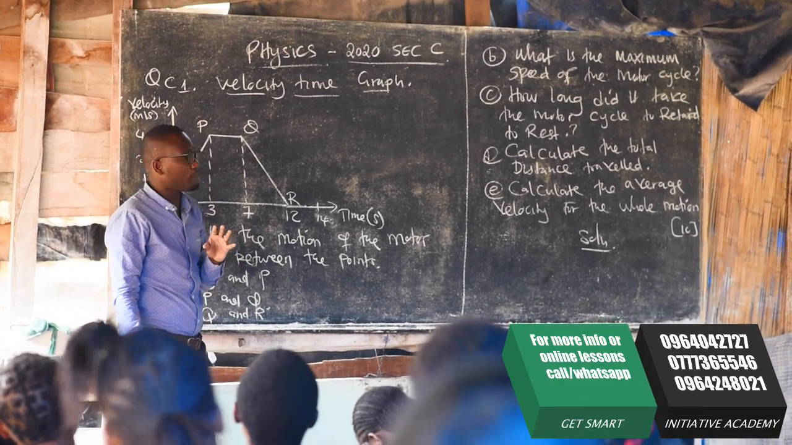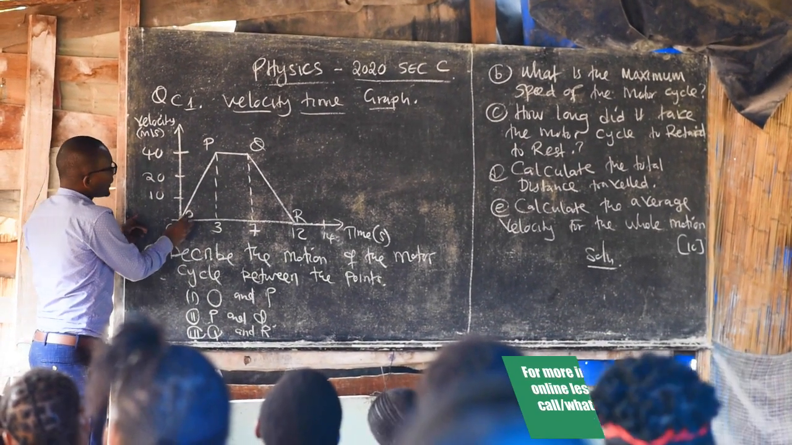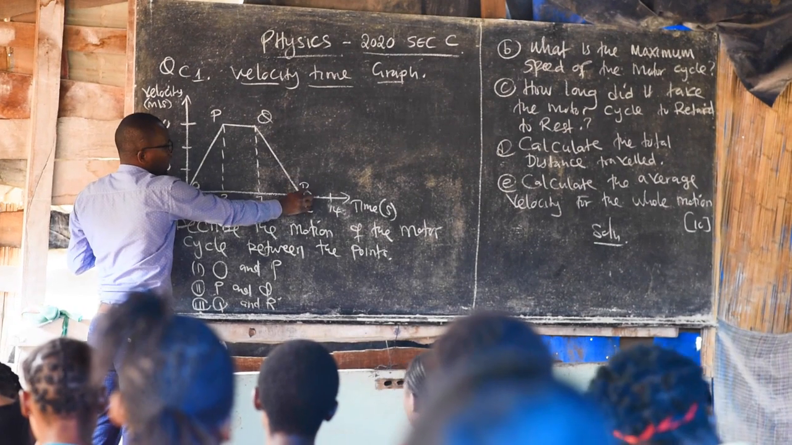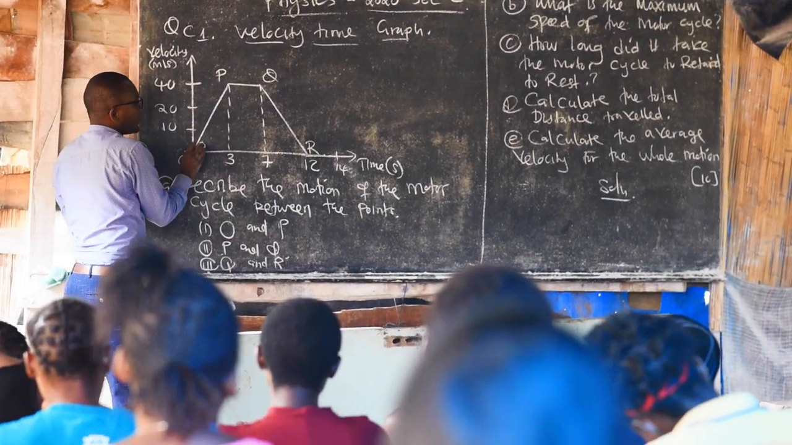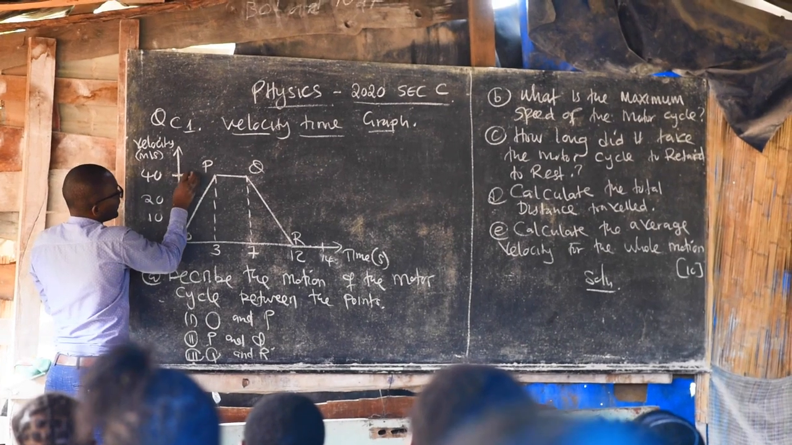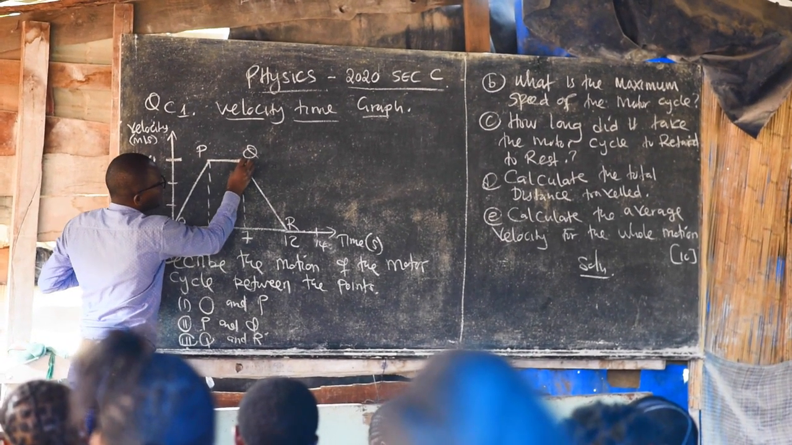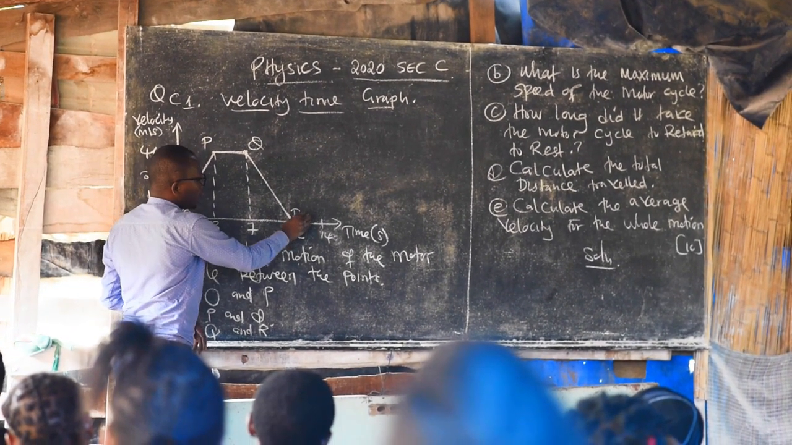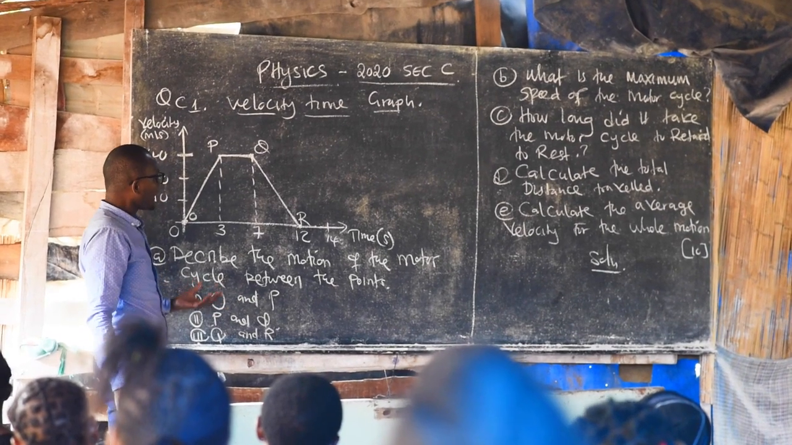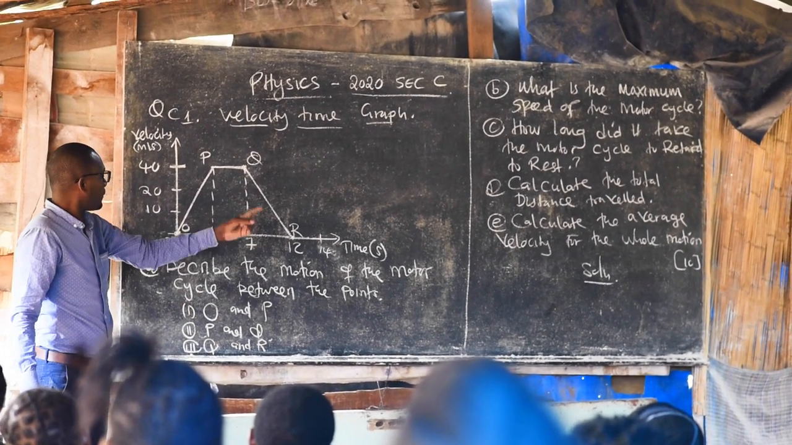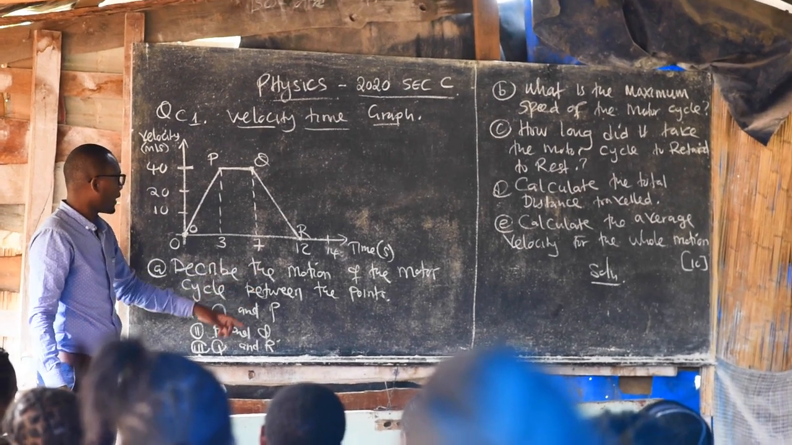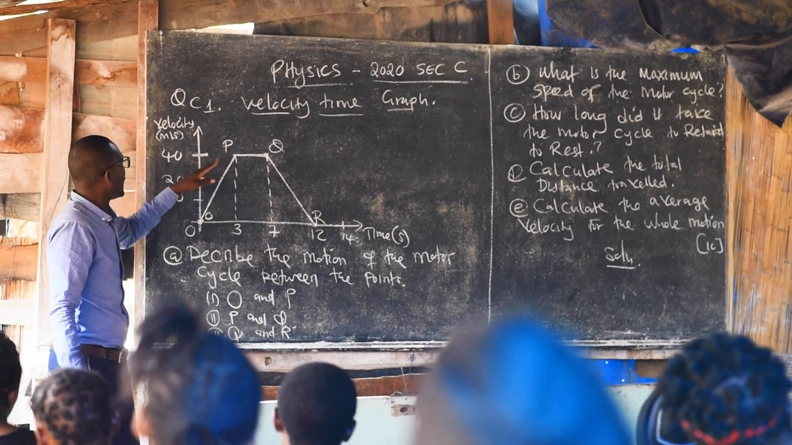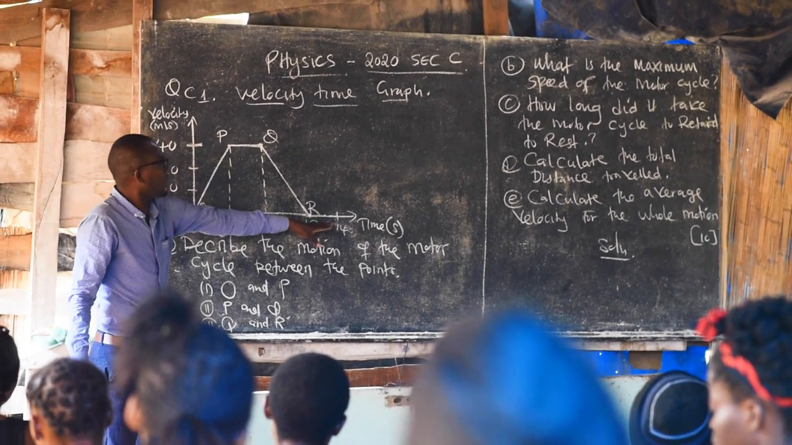Basically, when the motorcycle begins from here, this is O, this is P, this is Q, this is R. When it originates from here, it goes up until it reaches this particular point, and then it moves at a constant speed until it retardates in the last 12 seconds, which is here. Now we are told to describe the motion of the motorcycle between O and P. Meaning, there is a change in velocity and there is a change in time.